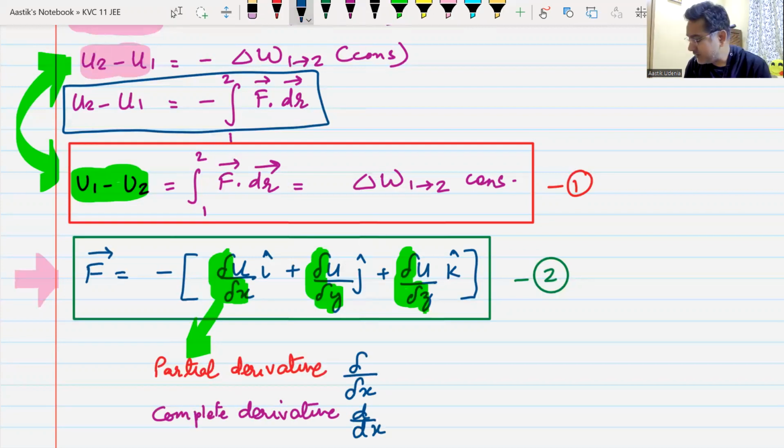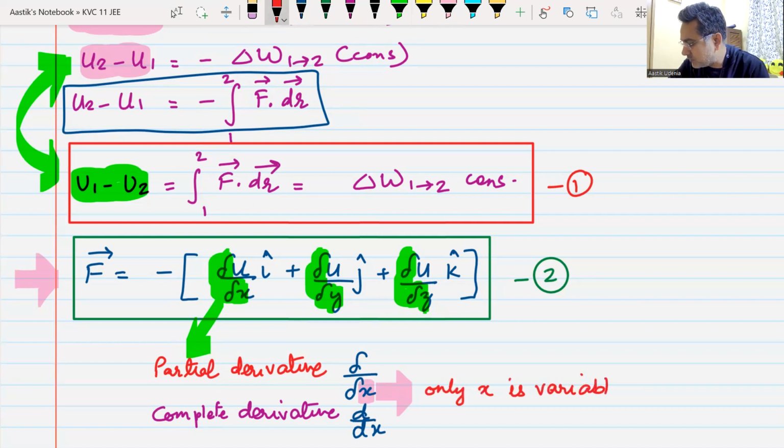Now, what do you mean by partial derivative is that, for example, this is partial derivative with respect to x. Only x is treated as the variable. Rest everything is treated as a constant. So that is how we understand partial derivative. Only x is the variable quantity. We only vary x and we keep everything else constant. So even if there are y and z, they will be treated as constants.